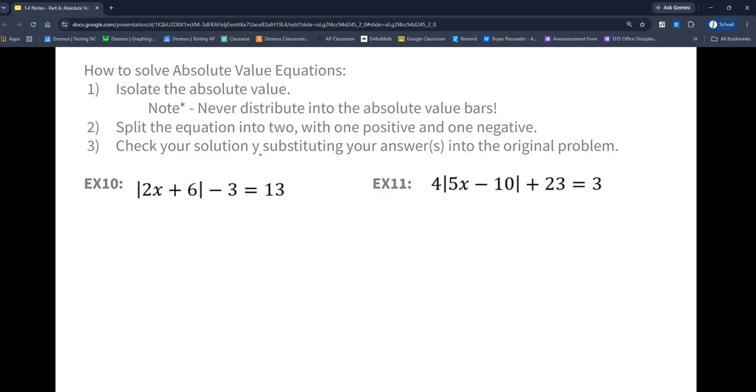Okay. So let's do this problem. Avea, what should I do first for this one? Beautiful. We're going to add that 3. So we got absolute value of 2x plus 6 equals 16. Jalen, have we isolated our absolute value bars? Are they by themselves? Nothing on the outside of it, right? We still got stuff on the inside, that's fine. But nothing on the outside of the absolute value, so they're by themselves.